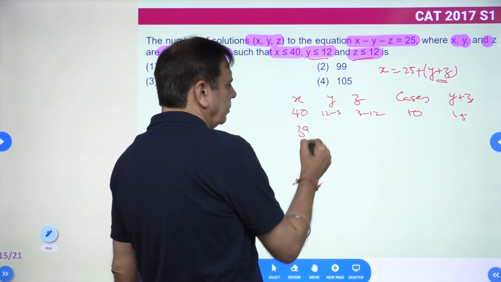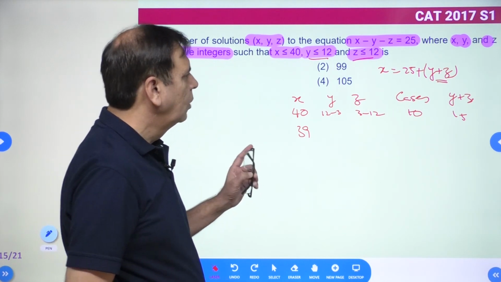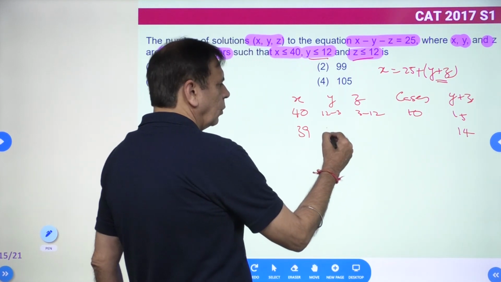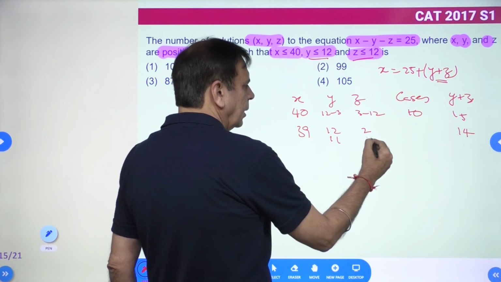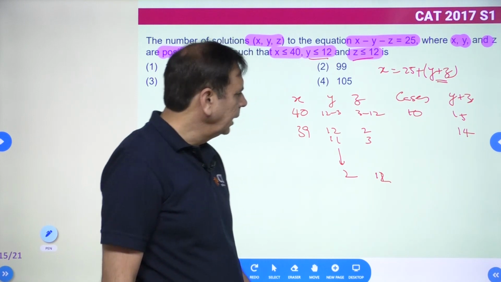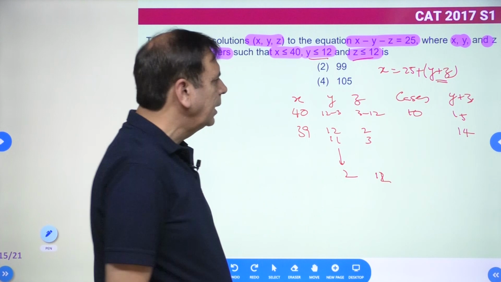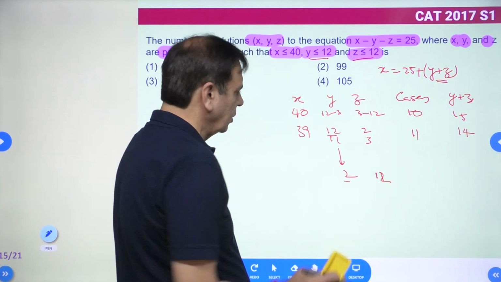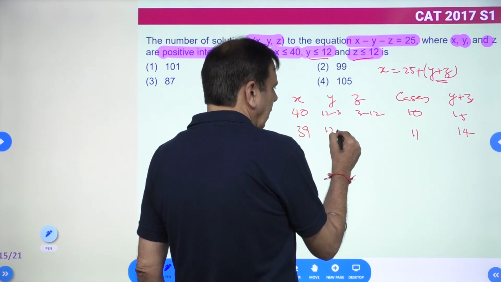Next, 39. If x is 39, y plus z will have to be 14. Again the same thing we can do. From 12 it goes down to 2. Similarly 11, 3, and till when? 2, 12. How many cases? One more. This is going to be from 12 to 2. So how many cases are there? 11 cases, 12 minus 2 plus 1. So 11 cases.